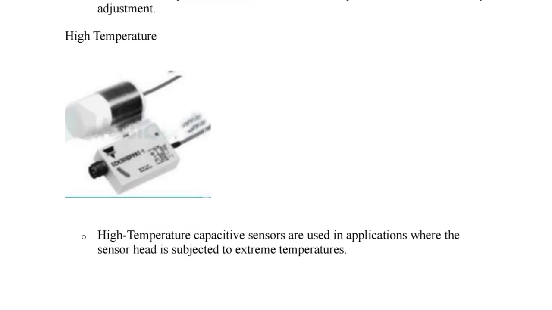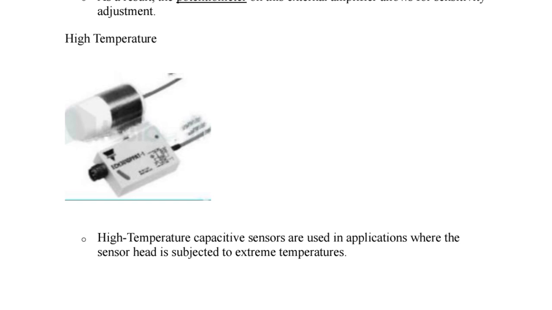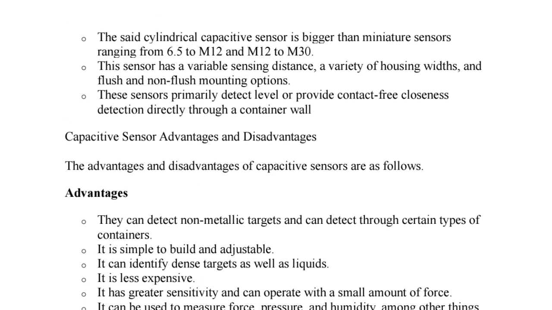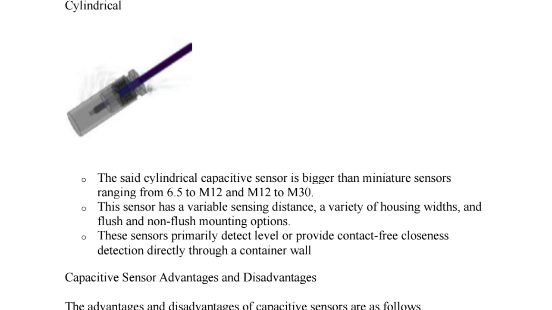The next is the high temperature capacitive sensor, where the sensor is subjected to extreme temperatures. The next is the cylindrical sensor, which is bigger than the miniature one, but it is used for measuring distance and a variety of housing widths.